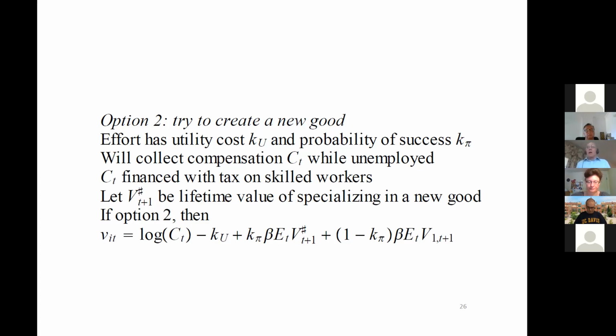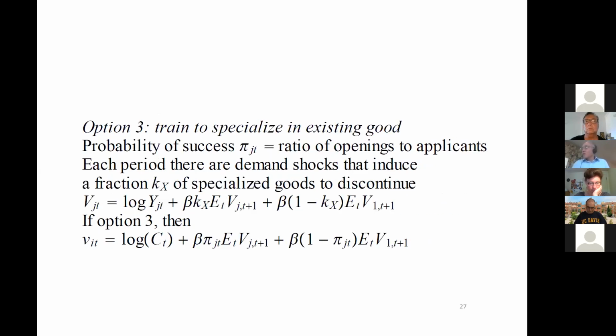of getting a lifetime value of a new skilled good. And by the way, I'm going to assume that new goods enter with a parameter configuration that is the same as along the steady state growth path. So you get that return if you're successful, probability 1 minus K pi that you're still unskilled despite your efforts.